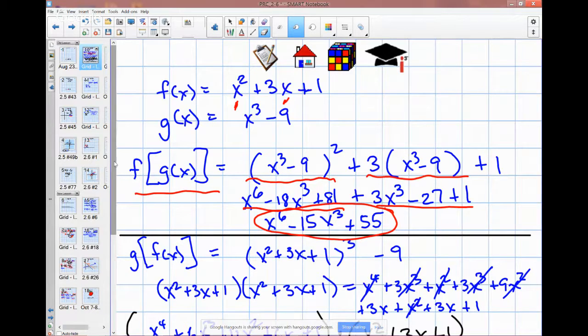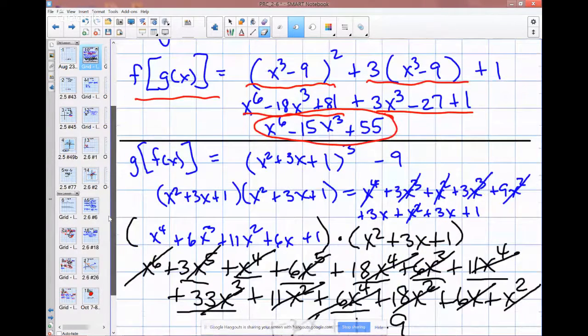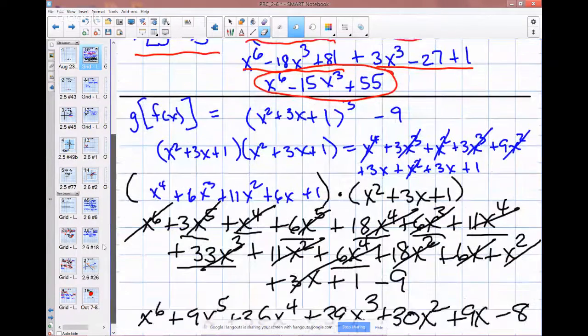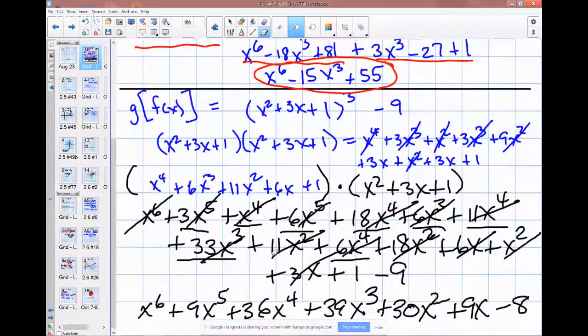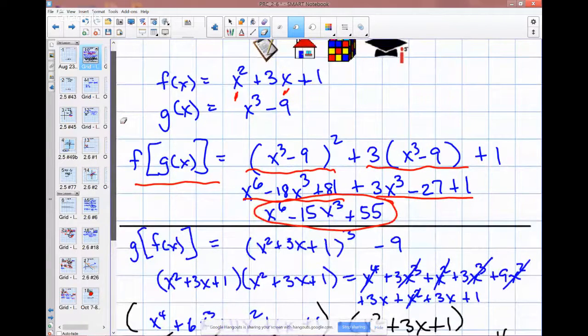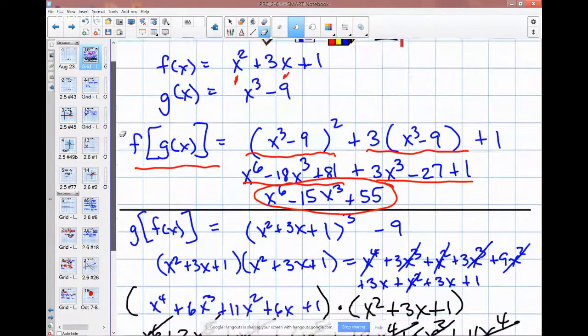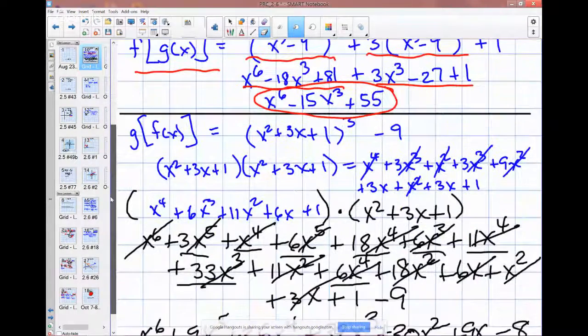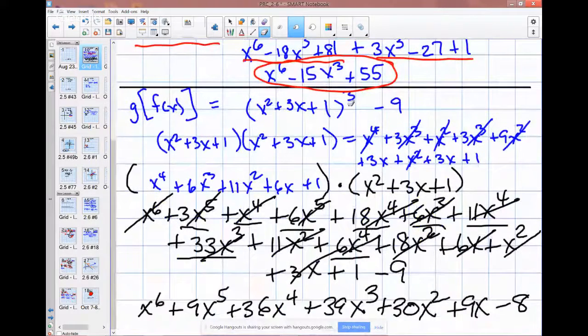All right. Now, let's do g of f of x. I've already warned you that they shouldn't come out the same. This one's a little uglier because now it's f into g, and I know you can't see them anymore. They're up there on the top. So this time my main function is x cubed minus 9, and for every x I have to plug in x squared plus 3x plus 1. X squared plus 3x plus 1, cubed, minus 9.